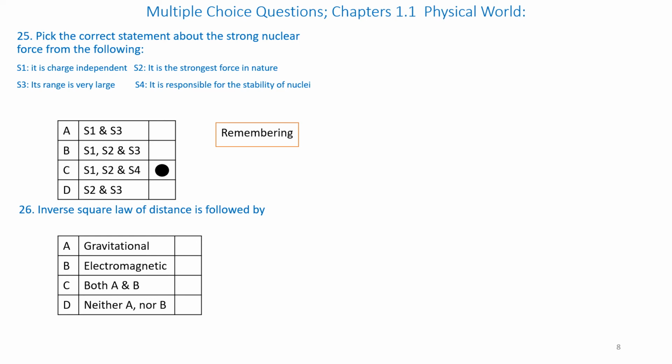Question number 26. Inverse square law of distance is followed by: A, gravitational; B, electromagnetic; C, both A and B; D, neither A nor B. Both gravitational and electromagnetic forces follow the inverse square law of distance. So choice C is the correct answer. Mark it.